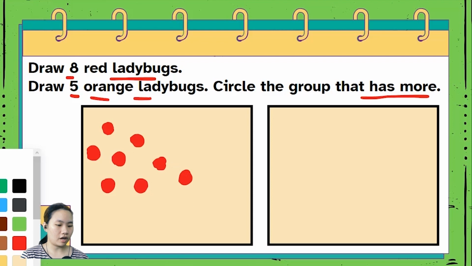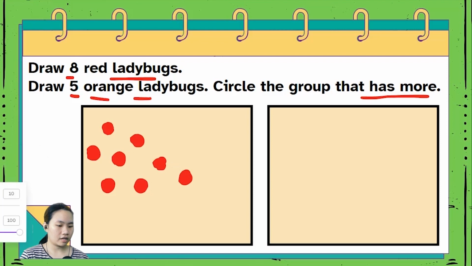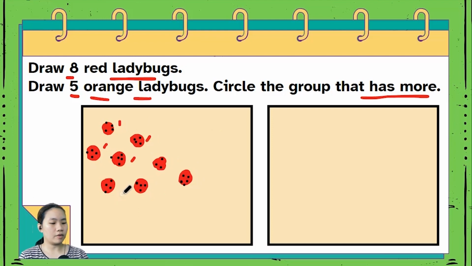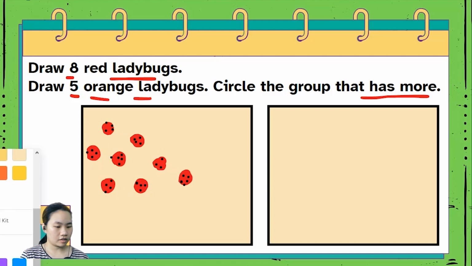And then we need some dots for our ladybugs, right? Yep, little dots. Okay, so this is a very quick way of drawing ladybugs right here. Some dots. 1, 2, 3, 4. Let's count it one more time to see if we actually have 8 of them. 1, 2, 3, 4, 5, 6, 7, 8. We have 8 ladybugs.